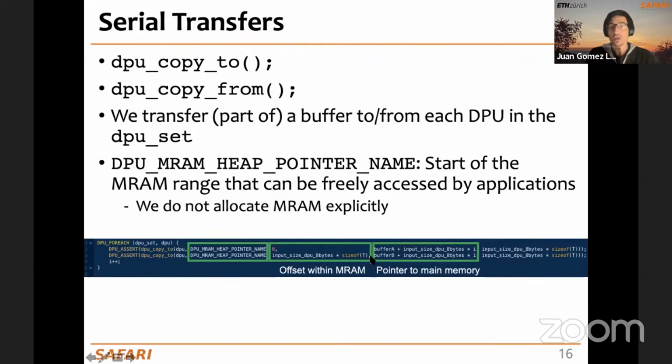So if you look carefully at these two instructions, what we are doing is copying one chunk of size, input size, DPU 8 bytes times size of T from this address in main memory to the beginning of the MRAM. That's what we do with the first instruction. And with the second instruction, we are copying a buffer of the same size from buffer B to somewhere in the MRAM that starts exactly where the previous buffer, the buffer A, finishes, right? That's why this offset here is equal to the transfer size corresponding to buffer A.